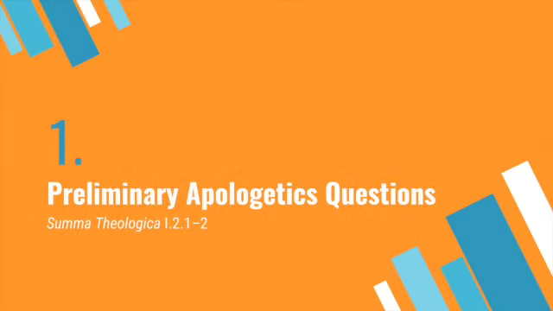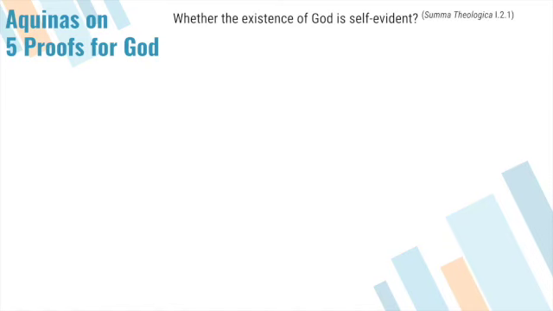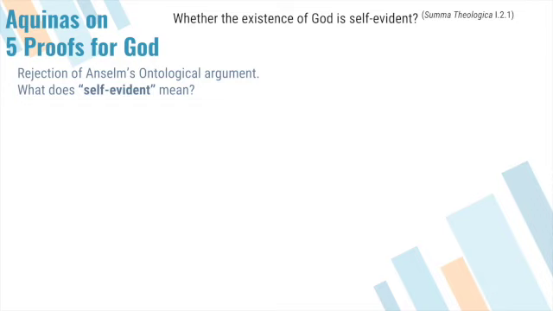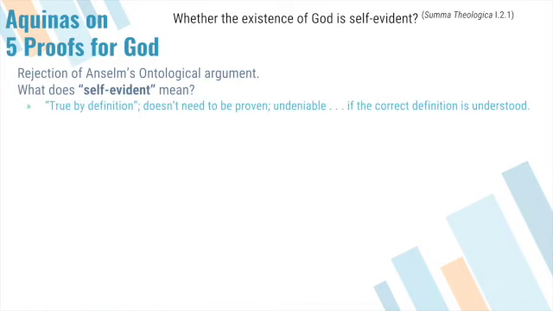This is from the Summa Theologica, Preliminary Apologetics Questions. He asks whether the existence of God is self-evident. This is a rejection of Anselm's ontological argument. But what does self-evident mean? Right? It means something that is true by definition. For example, a bachelor is an unmarried man. Right? That is true by definition. It doesn't need to be proven. It's undeniable if the correct definition is understood.